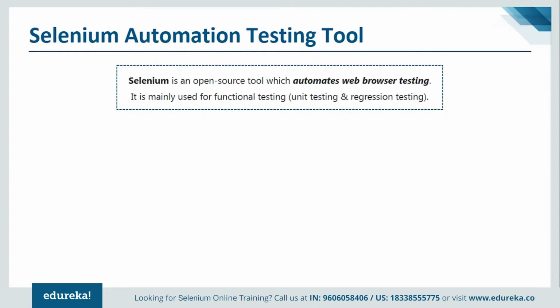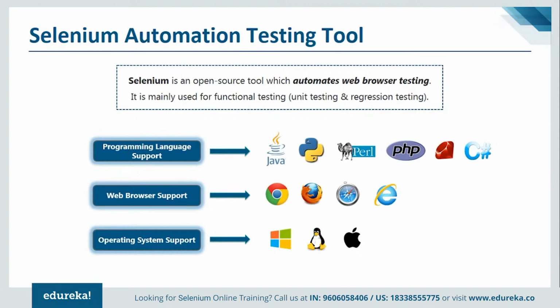And let's start. Okay, so first of all, Selenium is an open source tool which is used for automating web browser tests, right? And it's mainly used for functional testing. And three popular or the most important reasons why Selenium is really popular in the market are these three, right? The test scripts can be written in any programming language, like Java, Python, Perl, Ruby, and C#.